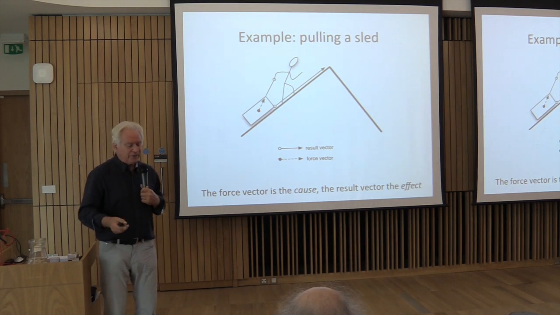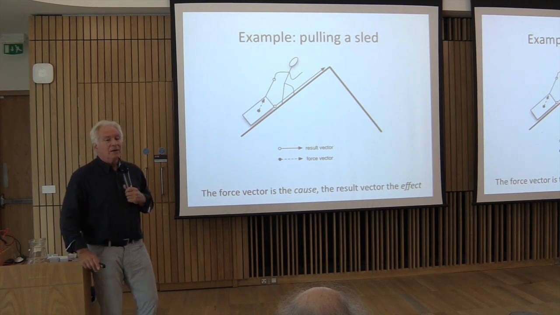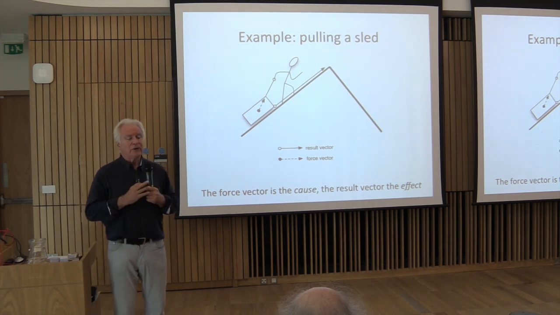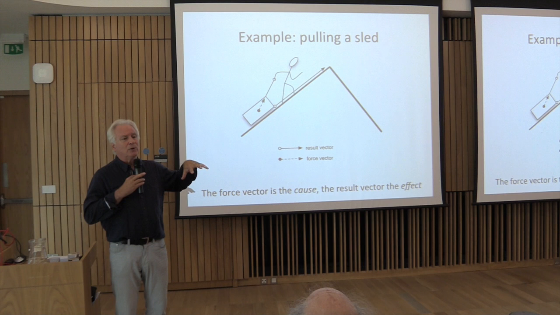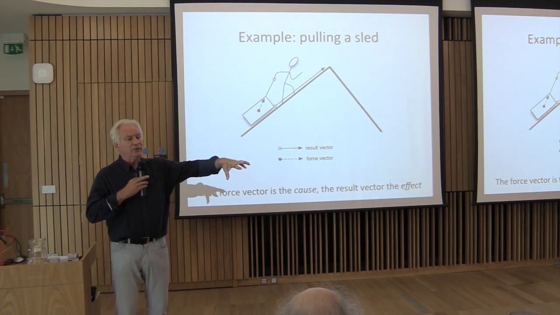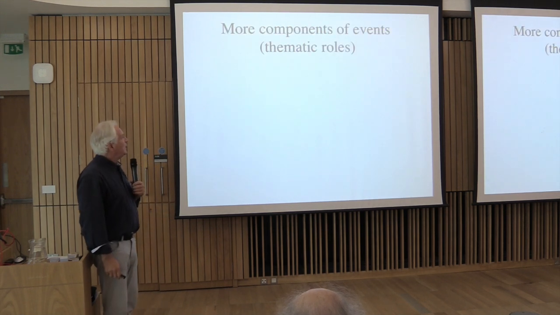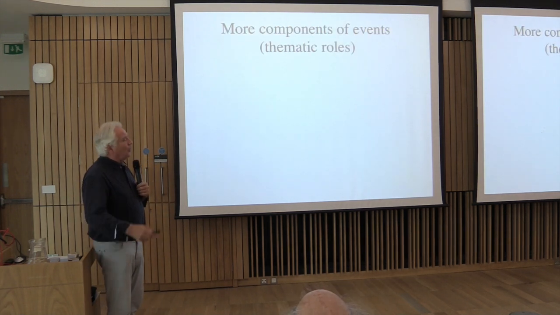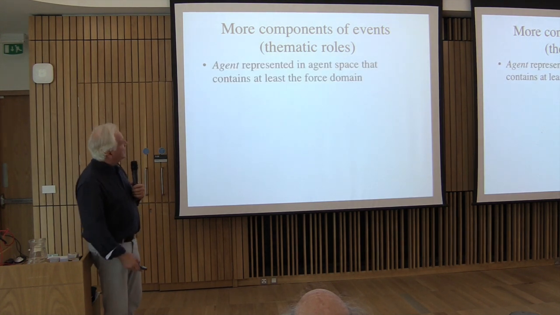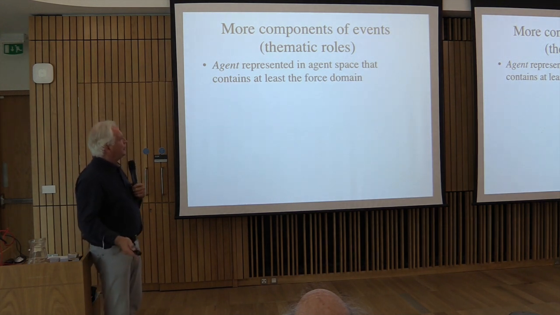So this event model has implicit a kind of model of causation. Unlike most other models of causation, it makes a difference in the ontology of the cause and the effect. The cause is a force, the effect is a change of properties. And normally people don't make that kind of distinction. Now, there can be more things in an event, and in linguistics these are called thematic roles. So I have the agent represented in agent space that contains at least a force domain. An agent must be able to exert some forces.